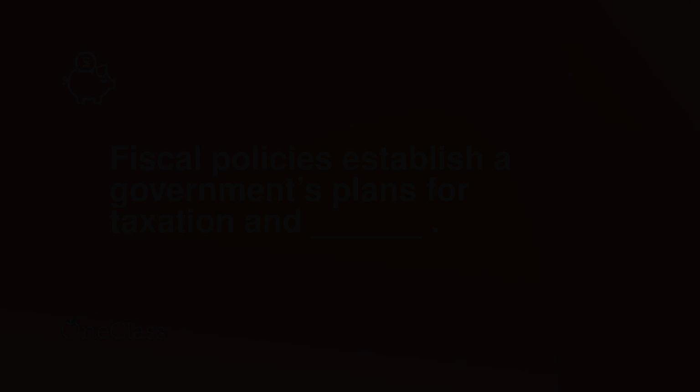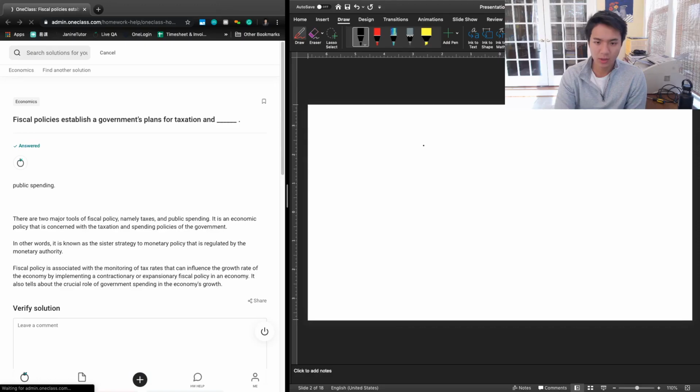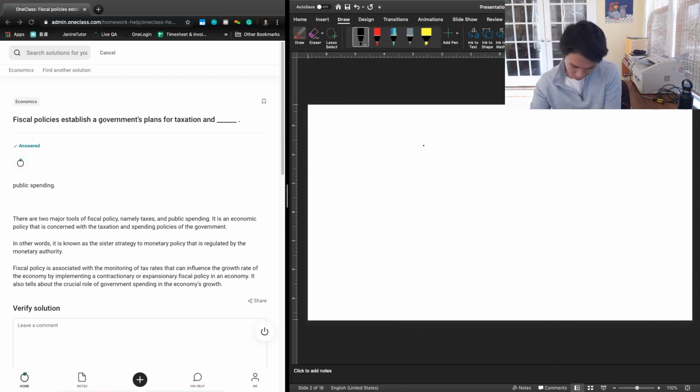Okay, so next question says fiscal policies establish a government's plan for taxation and blank. And so when we think about fiscal policy, what we're really dealing with are things that government can do, specifically control either spending or taxing, right?